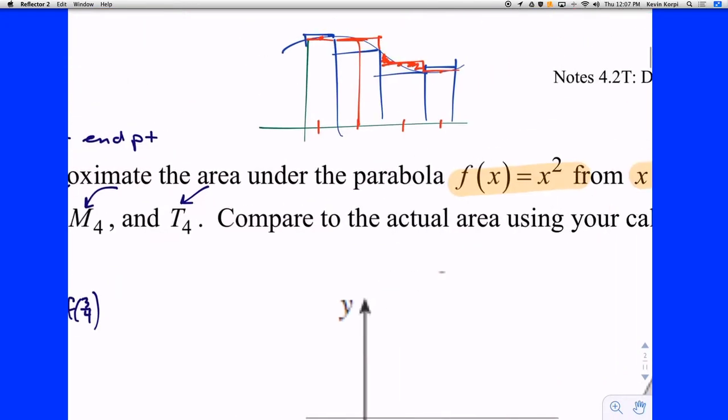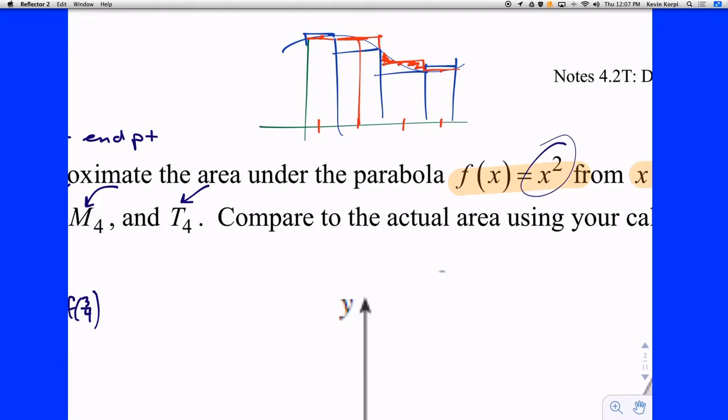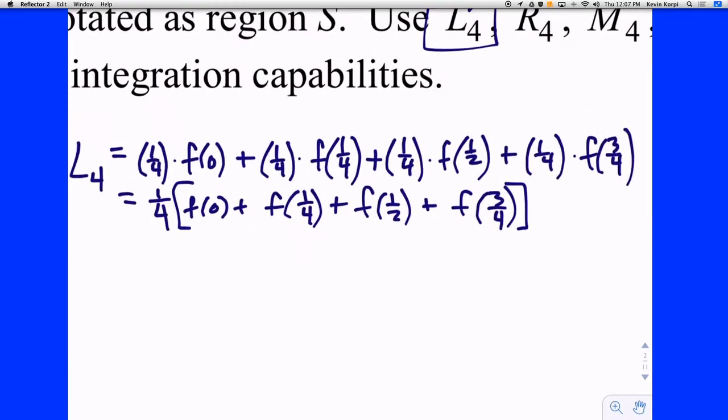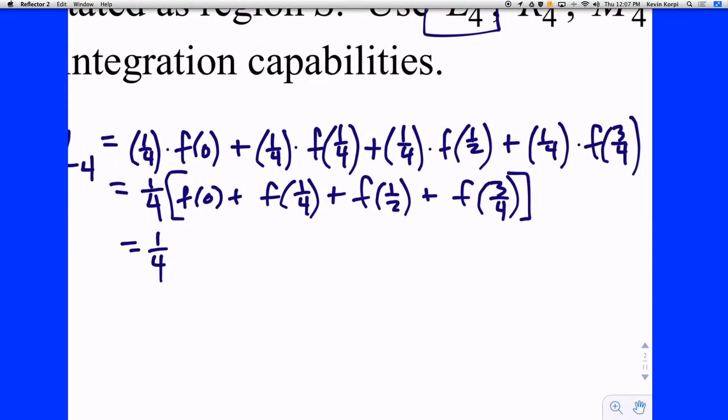All we have to do now is make it specific for our function, which is to evaluate the function values. What's our function? It's input squared, right? So let's do that. This becomes 1/4 times, let's see, f of 0, that's 0 squared. I'm just going to call it 0. Hey, I know that. 1/4 squared is a 16th. 1/2 squared is a 4th. 3/4 squared is 9/16.